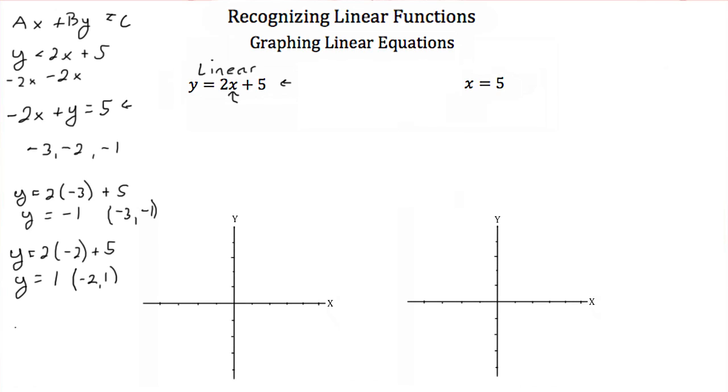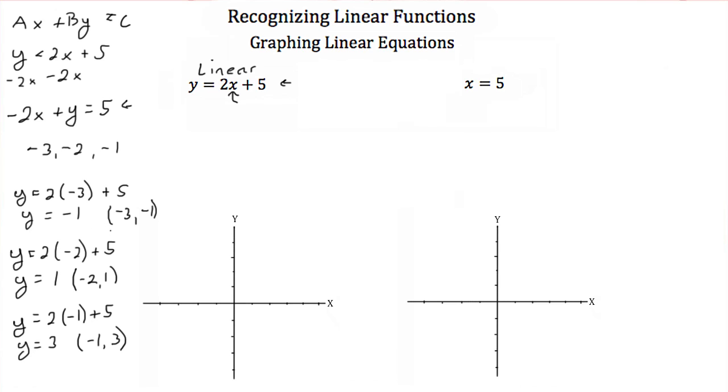And then lastly, we'll plug in negative 1 for x. y is equal to 2 times negative 1 plus 5. So our y is equal to 3. And our last point will be negative 1 and 3.